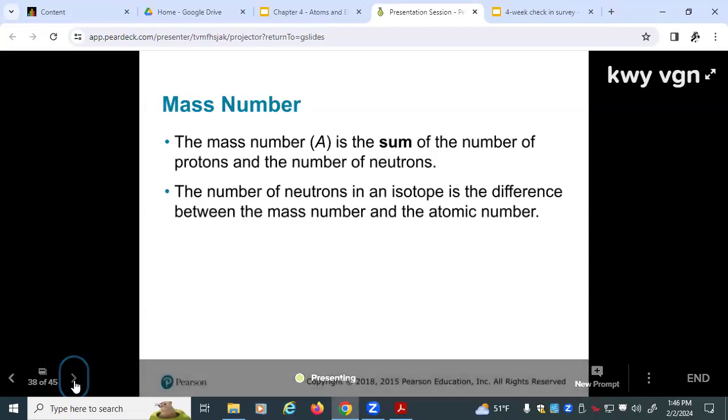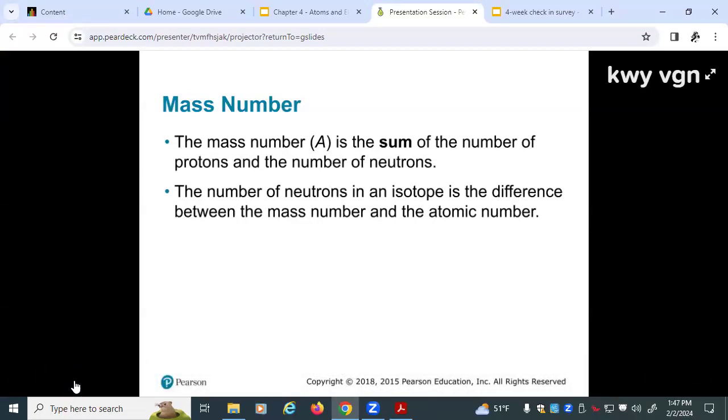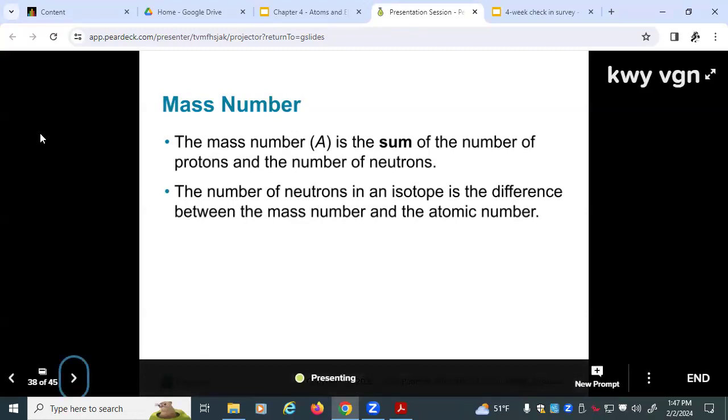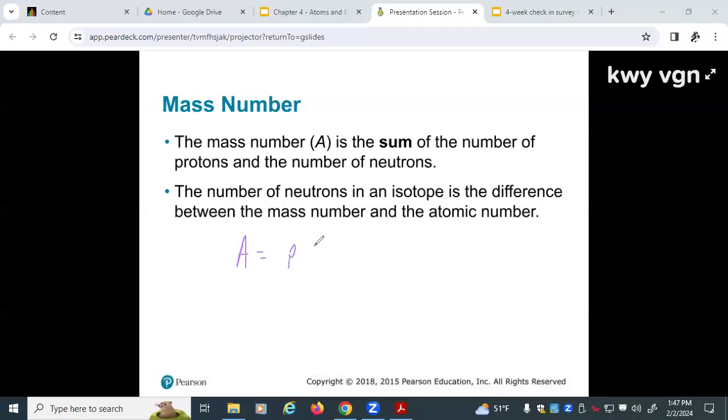The term mass number helps us to differentiate between these two different forms, these two different isotopes. Mass number tells us how many particles are in that nucleus. So it is the sum of the number of protons and the number of neutrons. If you remember from earlier this week, we talked about the atomic number. The atomic number was just the number of protons in the nucleus. The atomic number is given to us by the capital letter Z. Mass number includes that while also adding in the number of neutrons.